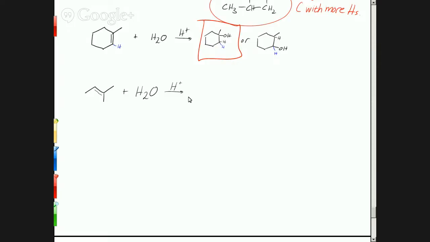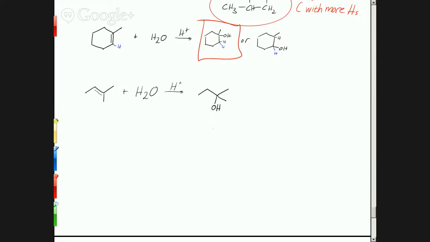What do you think? Something again? You wrote down something? Well, let me show you the... That is the correct structure.